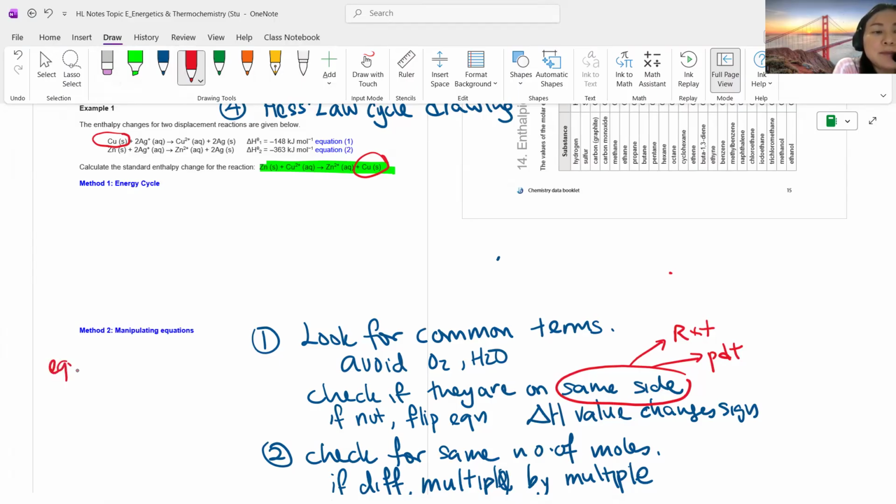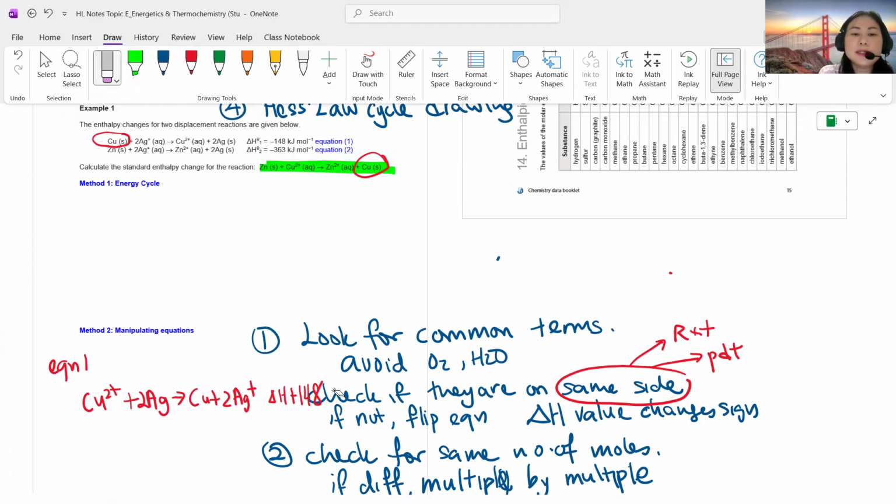So equation 1 becomes like this: Cu2+ plus 2Ag arrow Cu plus 2Ag+. And what happened after I flip the equation? The delta H value changes sign. The original is negative 148, so now the delta H is positive 148. Then I'm done with equation 1.